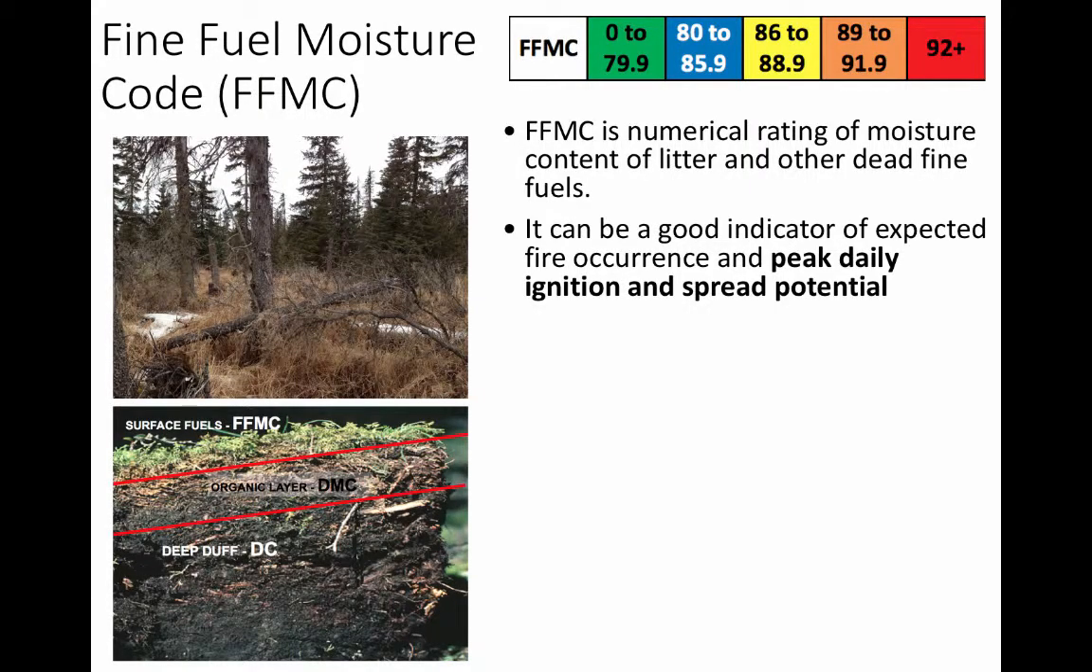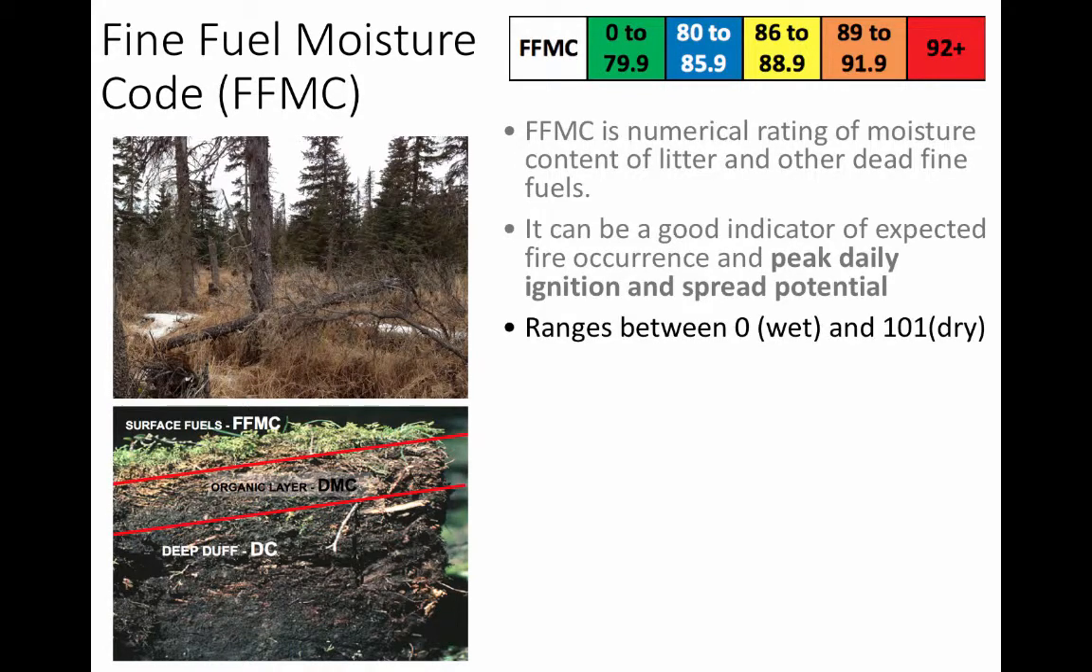The FFMC is the numerical rating of moisture content of litter and other dead fine fuels. The daily FFMC is an indicator of daily fire occurrence and peak daily ignition and spread potential. The FFMC ranges between 0, which represents wet fuels that are saturated with moisture, and 101, representing no moisture at all. The scale at the top of the screen shows some common thresholds.